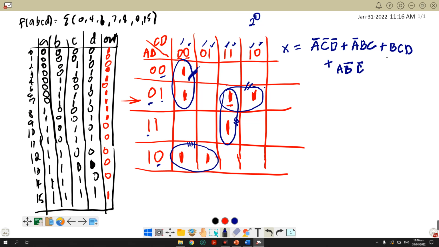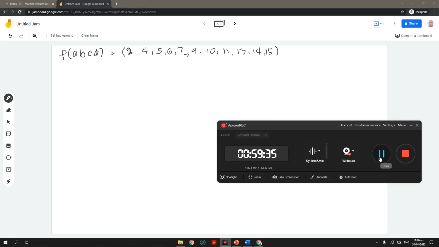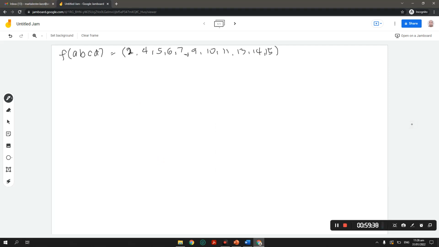Another one. So we will have another example. Now let's have this another example. So we are given the function F(A, B, C, D) equal to the minterms 2, 4, 5, 6, 7, 9, 10, 13, 14, and 15.